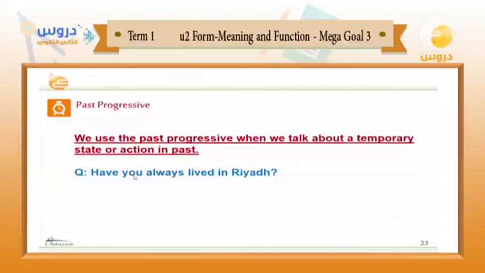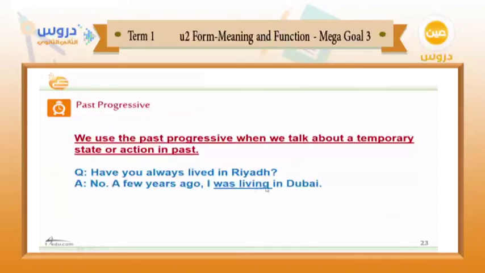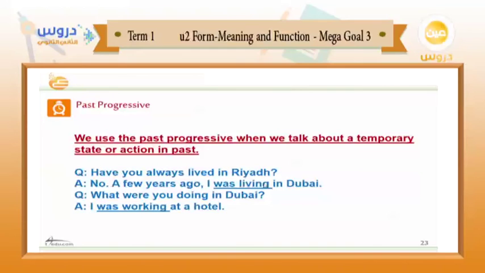We use the past progressive when we talk about a temporary state or action in the past. Example, have you always lived in Riyadh? No, a few years ago I was living in Dubai. So he asked about something temporary. He says, no, I was living. Another question, what were you doing in Dubai? I was working. So both of them are what? Temporary.